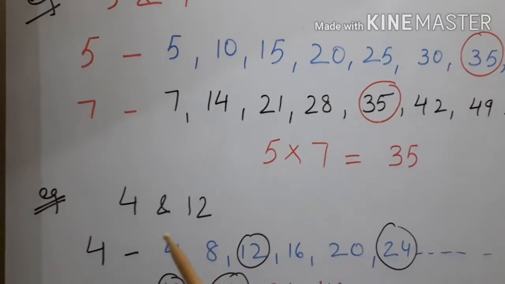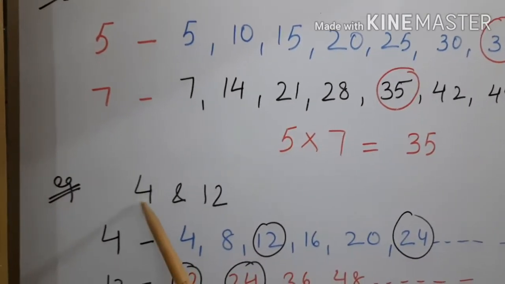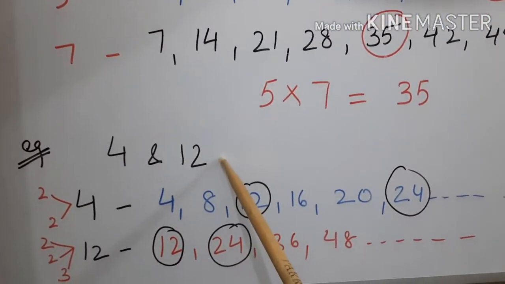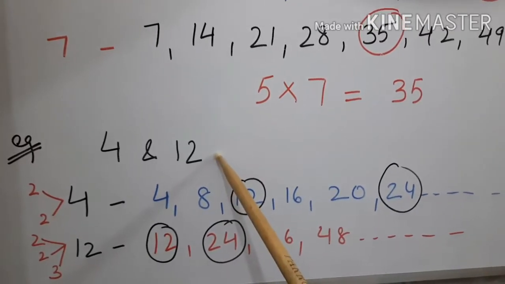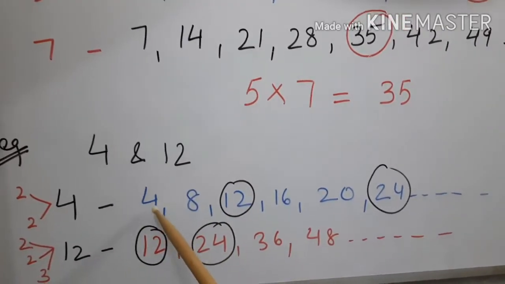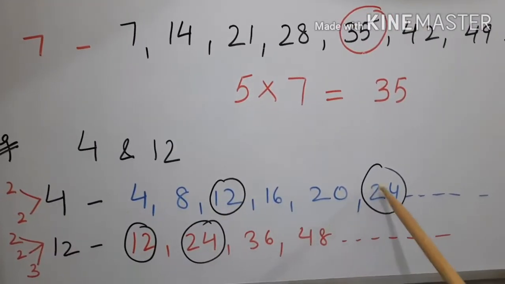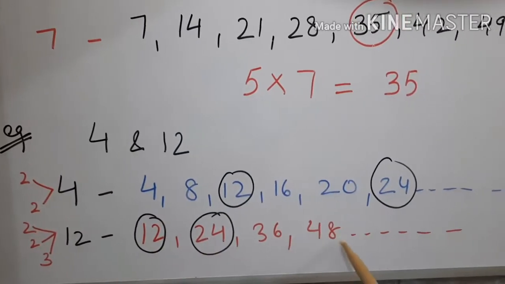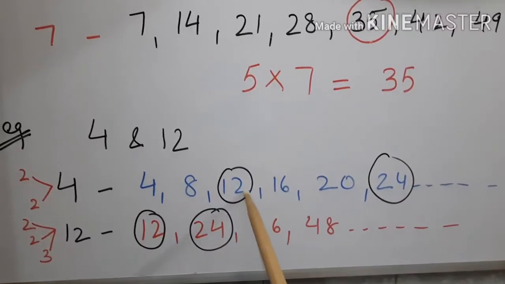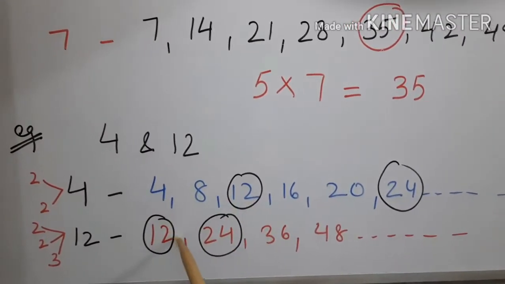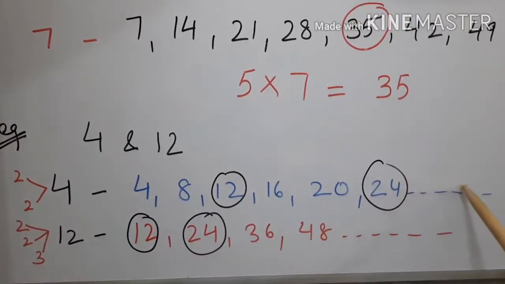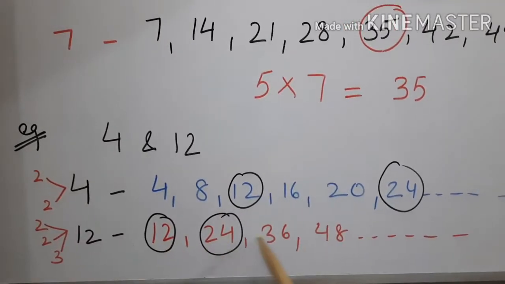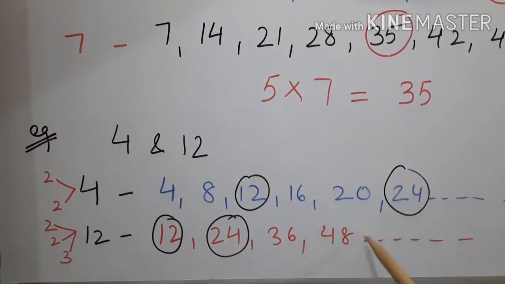Now let us take another example to understand it better: 4 and 12. I have to find the common multiples of 4 and 12. Write down all the multiples of 4, that are 4, 8, 12, 16, 20, 24 and so on. Multiples of 12 are 12, 24, 36, 48 and so on. So what are the common multiples of these two? That is 12, 24, and if I continue, I will also get 36, then 48. So all the multiples of 12 are common between the two.